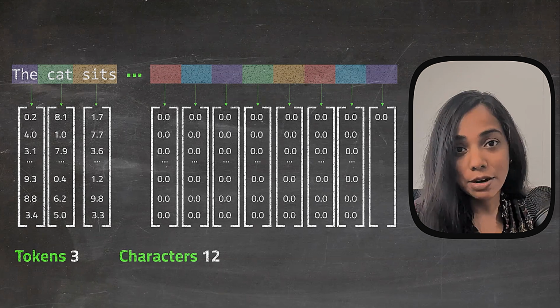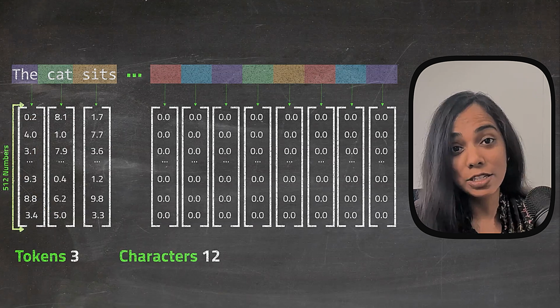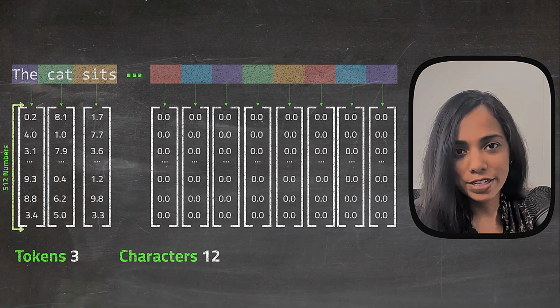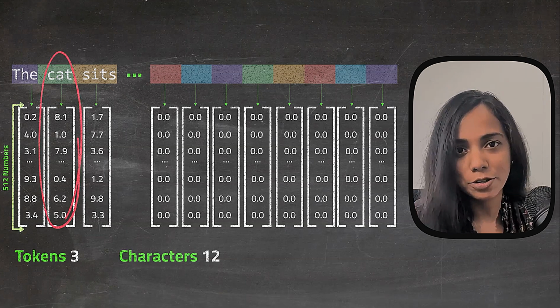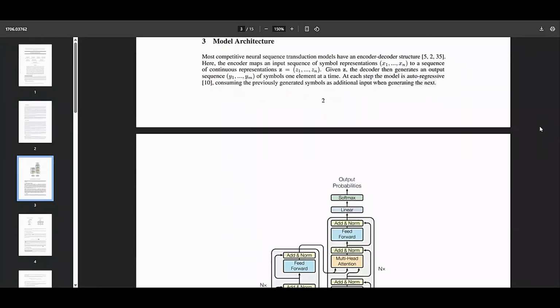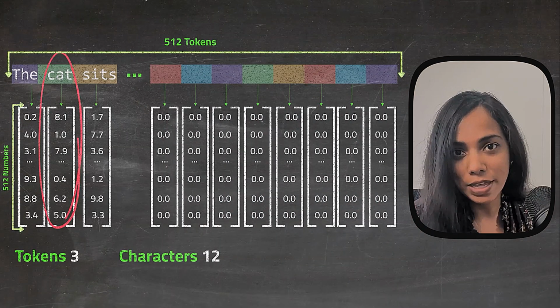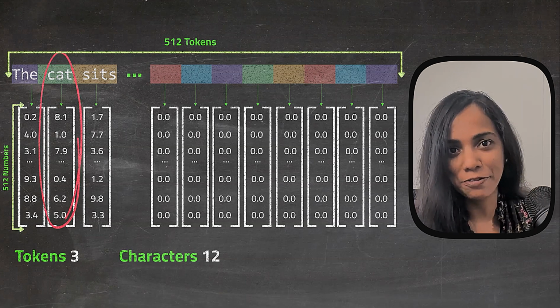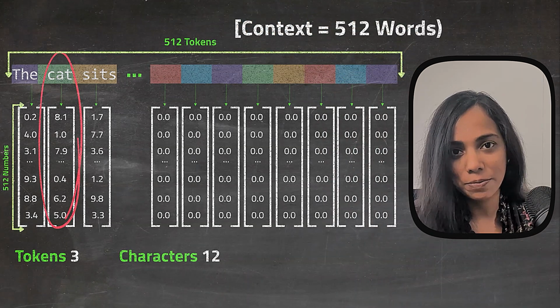Each embedding is represented by a vector of size 512, which means it's a list of 512 numbers. For example, the word cat may be represented by a list of 512 numbers that you're seeing on the screen. In the original transformer paper, the model typically handles sequences which are of length 512 as well, which is a different 512 from the earlier one we discussed. This 512 is known as the context length of the model.